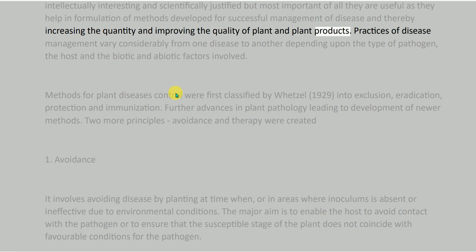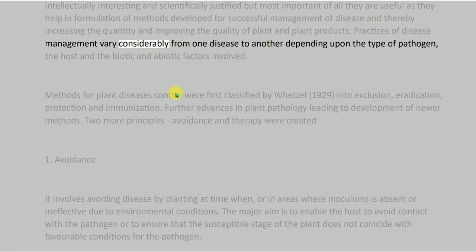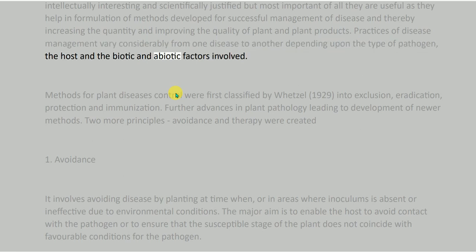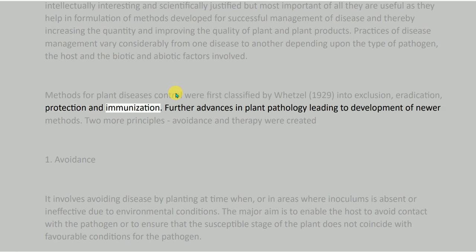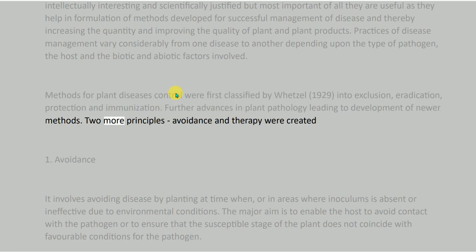Practices of disease management vary considerably from one disease to another depending upon the type of pathogen, the host and the biotic and abiotic factors involved. Methods for plant diseases control were first classified by Wetzel, 1929, into exclusion, eradication, protection and immunization. Further advances in plant pathology leading to development of newer methods, 2 more principles, avoidance and therapy, were created.